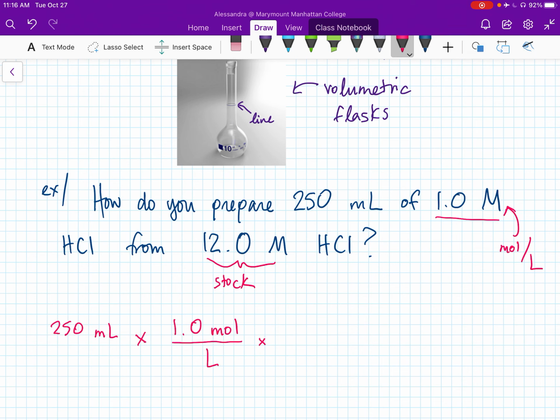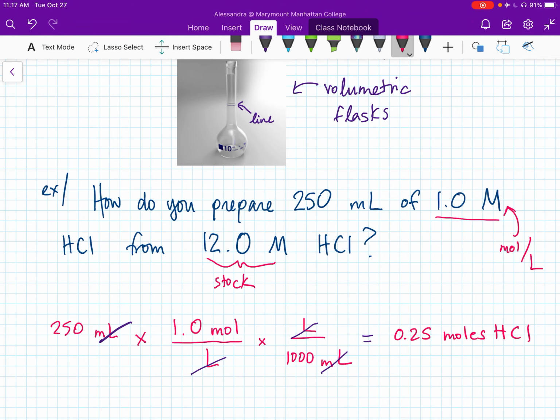I have to convert the unit. Okay, I have to convert milliliters to liters here to make the volume units match so that I can cancel out the milliliters and cancel out the liters. And this will tell me how many moles I want in that dilute solution. So I want 0.25 moles of HCl in my solution.